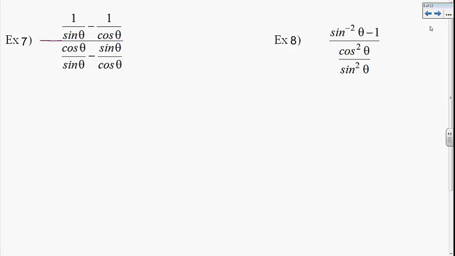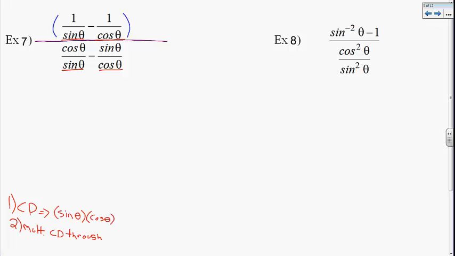Next, I will multiply my common denominator over 1 to all my terms, placing parentheses around my original expressions in order to assure I distribute properly. Here are my parentheses. And now I am multiplying by my common denominator, sine of theta, cosine of theta, over 1, both in the top and in the bottom.